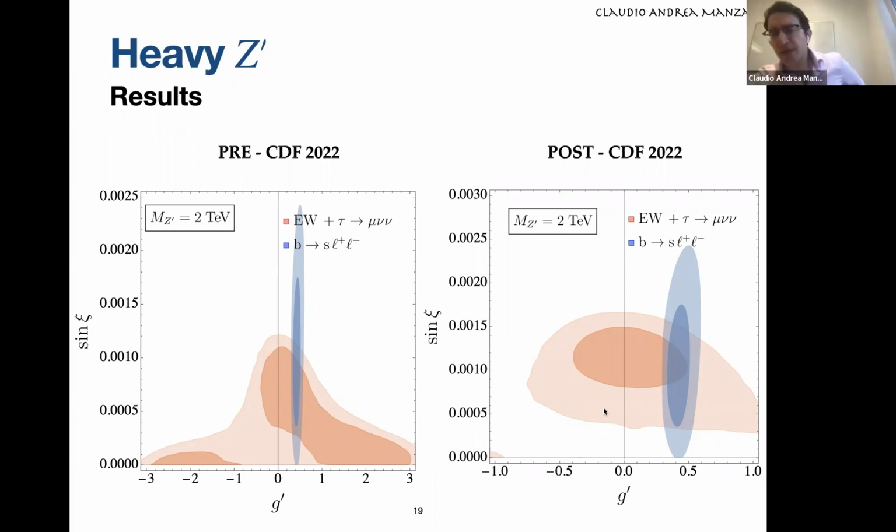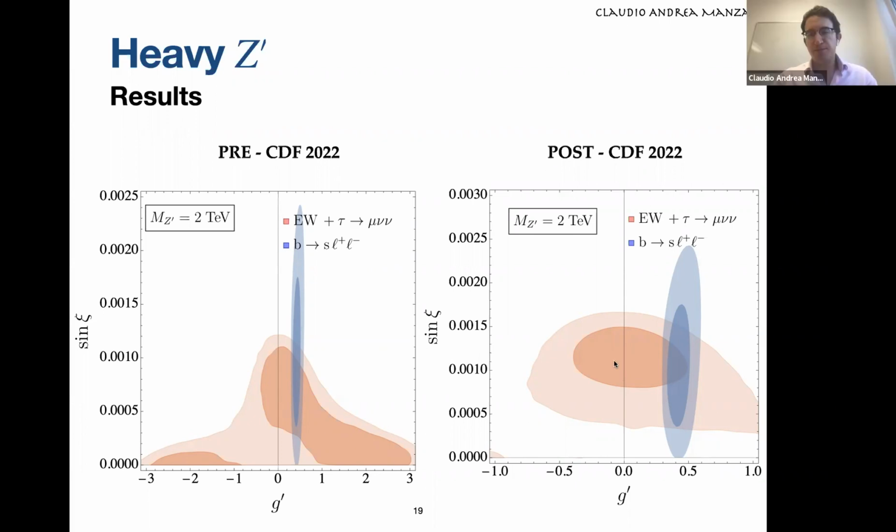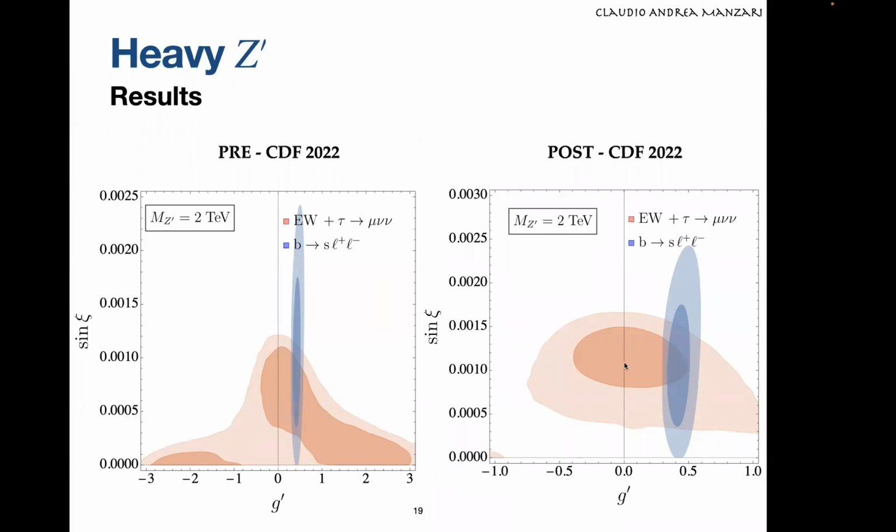Sorry, maybe I didn't get the question. So you're looking at the blue or the orange region? Orange. I'm talking about orange. The orange part, the best fit region is close to G prime equal to 0, right? But yes, in the left panel, the region. Yes, go ahead, please.